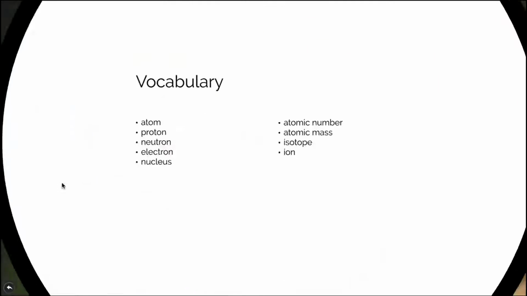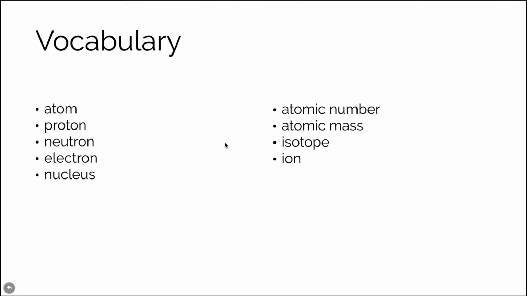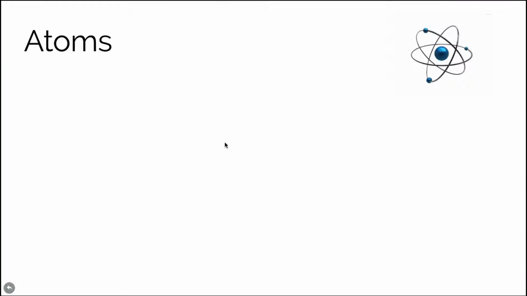So for the vocabulary, we'll be talking about atoms, protons, neutron, electron, nucleus, atomic number, atomic mass, isotope, and ion. And by the end of this video, you'll know what each of these are and you'll understand what they are each used for. All right, so let's go ahead and talk about atoms.